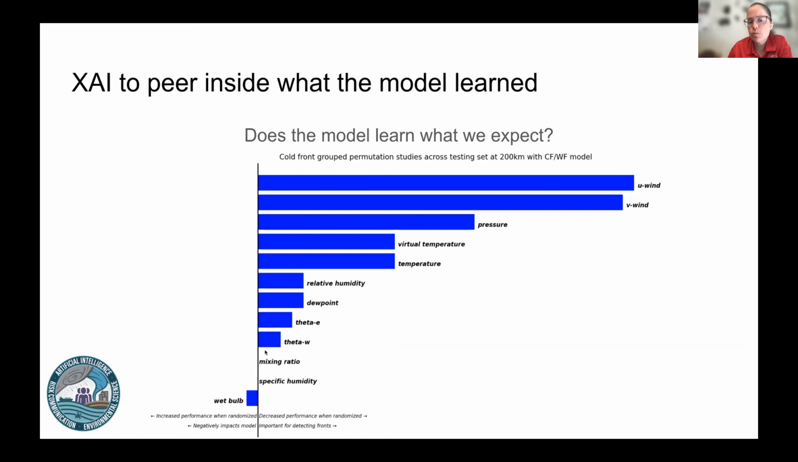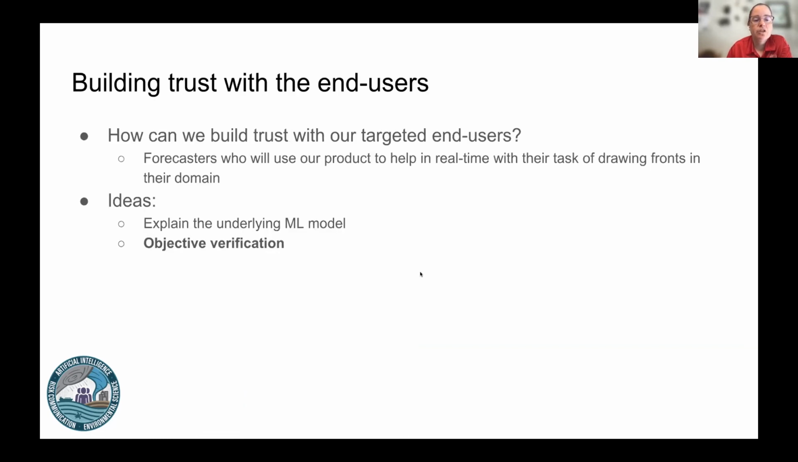Perhaps it's surprising and perhaps it's not. They're the ones that they didn't find important. The mixing ratio, the specific humidity, and the wet bulb temperature don't turn out to be important at all. So we explain the underlying ML model in that we give the ML model and then we peer inside it a little bit so that we can show them what's most important.